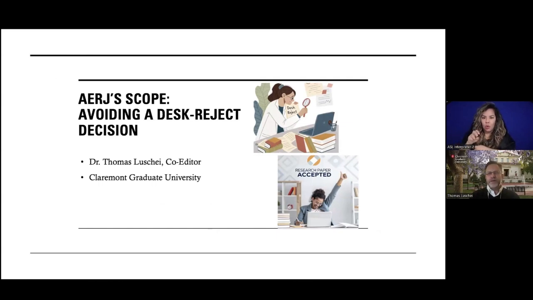As you saw in Motoko's presentation, that's about 71% of all manuscripts that we receive. On the right-hand side of the slide, you see two possible scenarios for your manuscript. The first is a researcher trying to understand why they received a desk reject on their manuscript. The second is a researcher celebrating the acceptance of their manuscript. We want to do our best to support you in reaching that second outcome, because I personally have experienced both of those scenarios with AERJ, and the second one is much nicer and much more fun. So we want to try to get you to that second scenario.